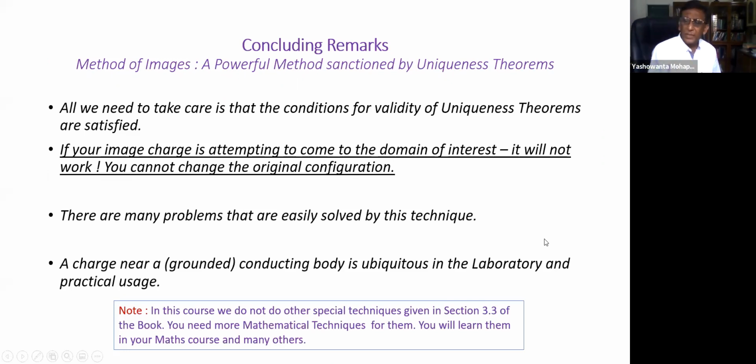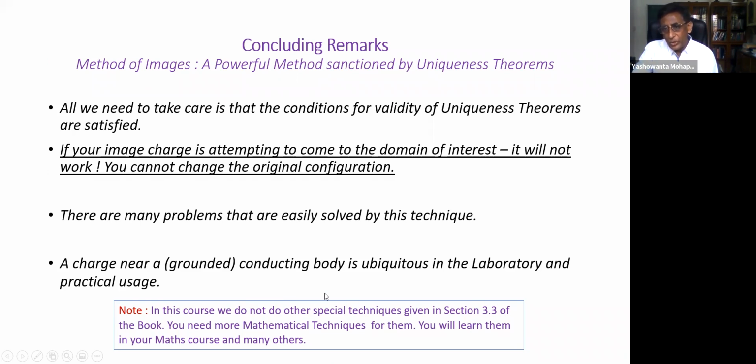All right, but there are many methods of solving, which are special techniques, and especially sanctioned by uniqueness theorems. But in this course, this is the only real special method that we study. There are other techniques which require maths, in section 3.3 of the book. We are not doing it in this course. Section 3.3 covers special techniques such as separation of variables and so on. You will learn this in maths, and then you will be ready for that, but not in this course.